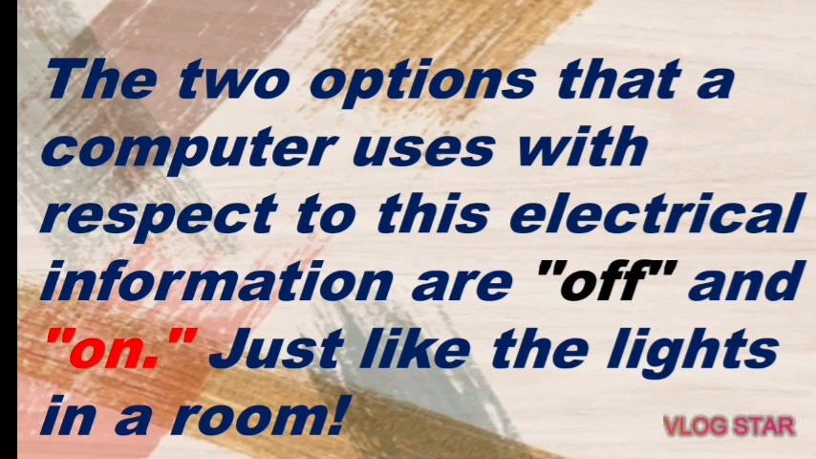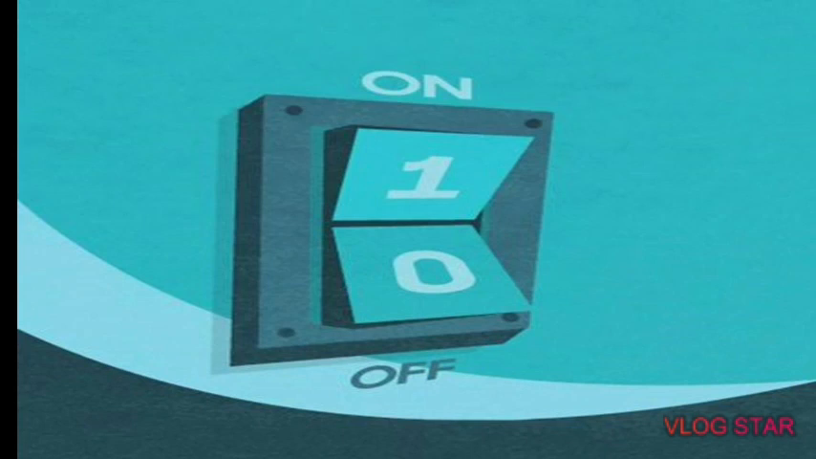The two options that a computer uses with respect to this electrical information are off and on, just like the light in the room. When you turn on the switch, the lights come on, and when you turn off the switch, the light goes off. So you can show information using combinations of on or off, up and down, left and right, or any combination of two opposites.